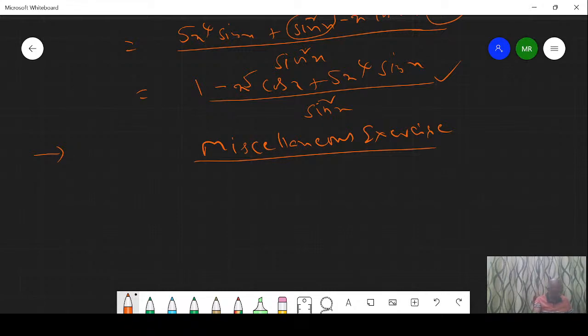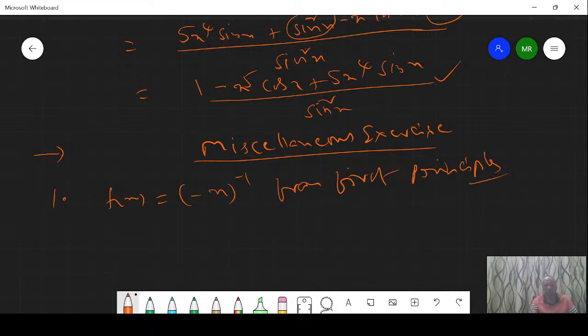What will be the next problem they have given? f of x equal to minus x whole power minus 1. They are asking to find it by first principle, from first principle.